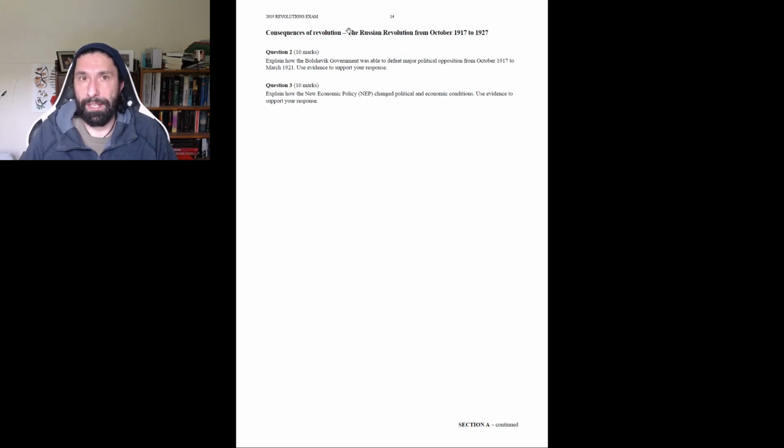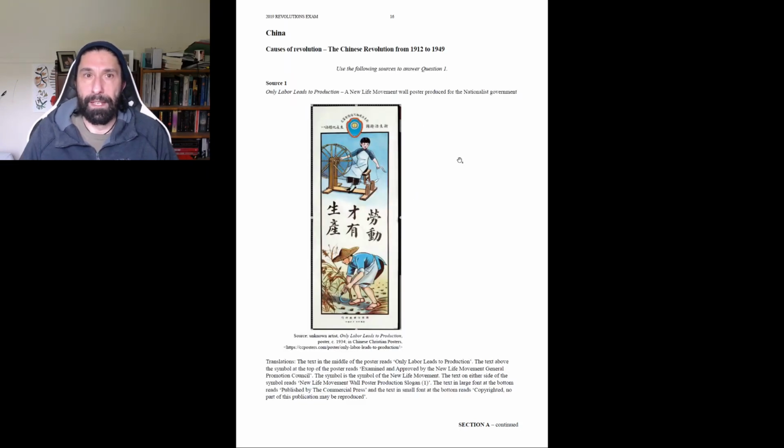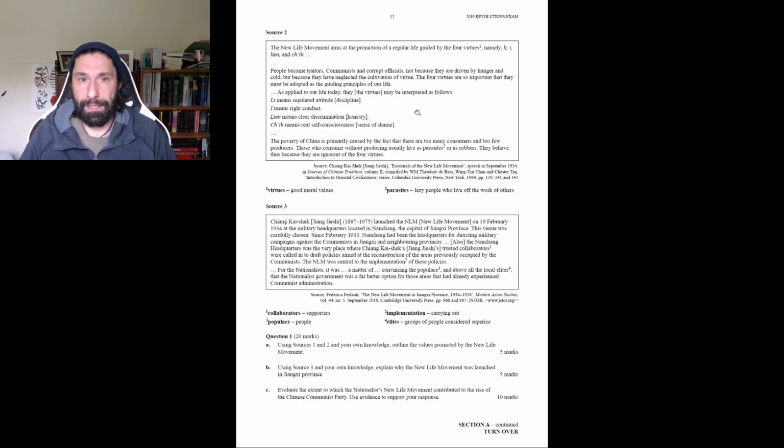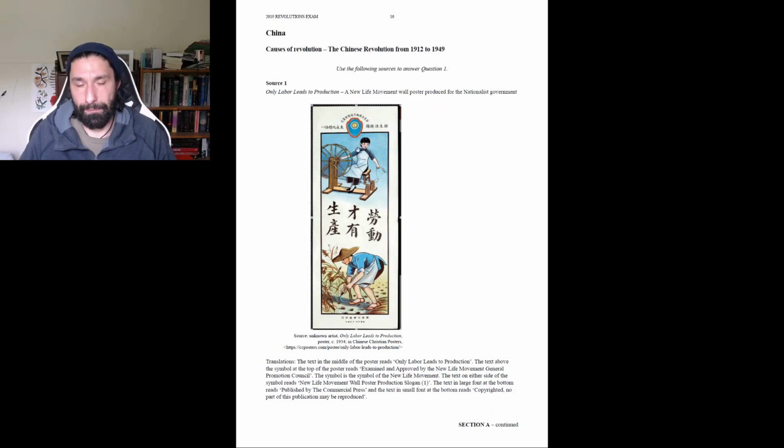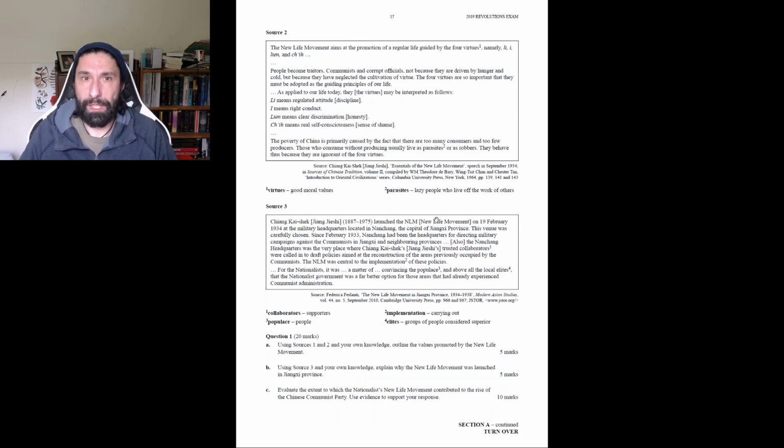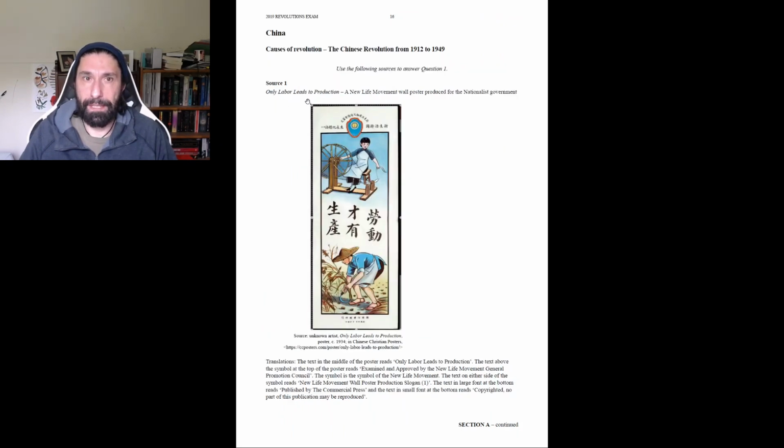But if you're not going to answer the questions in section A on the Russian Revolution, then you must answer the questions in section A on the Chinese Revolution. So going over, we'll just zip through this very quickly. Once again, we've got one source there, a similar setup to the Russian questions. For China, you've got an image plus 2 written extracts, and the focus is only on a "Labour leads to production" New Life Movement wall poster.